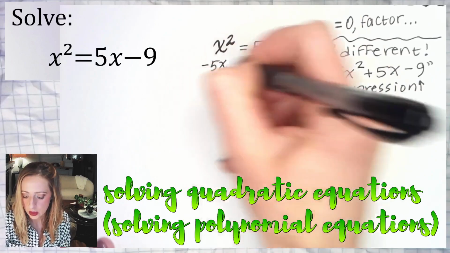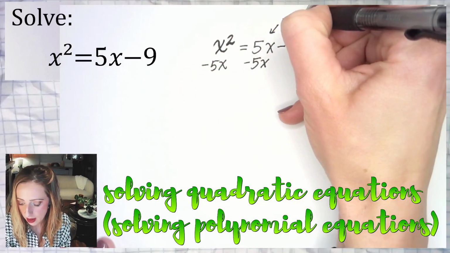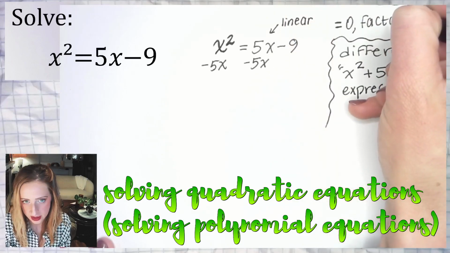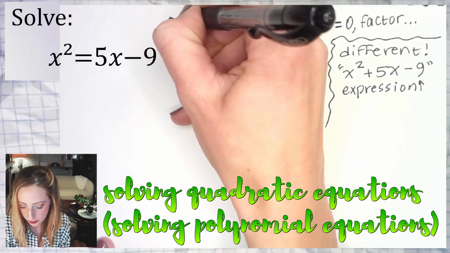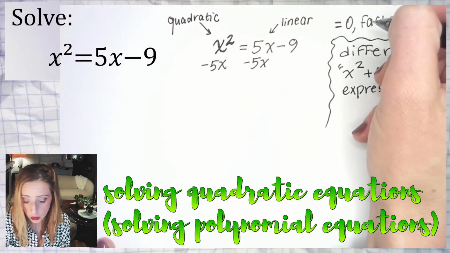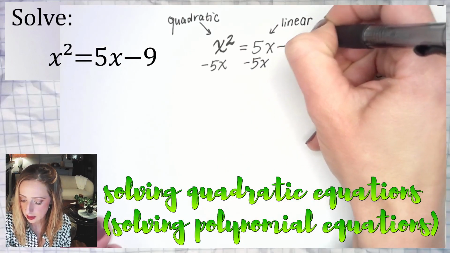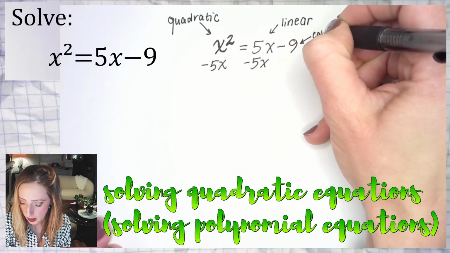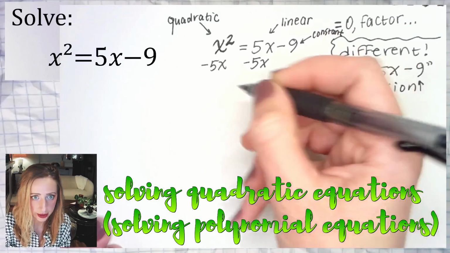Now, this here is a linear term. We do not have a linear term on the other side. We do have a quadratic term. They are not like terms. You cannot combine them. You cannot add or subtract them. Please stop doing that. This here is a constant term. Also, it cannot be combined with those other things.